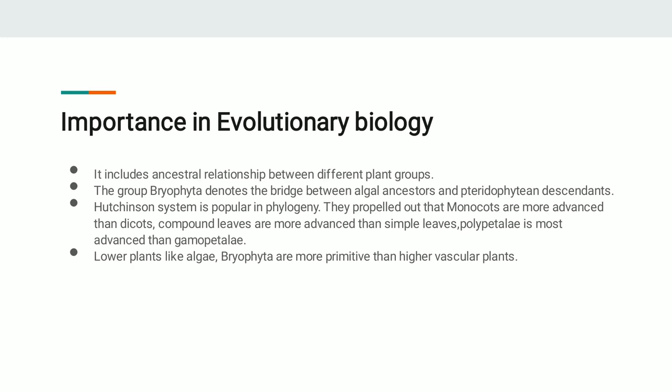Okay, ancestors and descendants, as you know. Ancestors are the primitive groups, and the descendants are their subsequent generations. So the group Bryophyta denotes the bridge between the algal ancestors and pteridophyte descendants. So here one of the best examples is depicted. Algae are the ancestors of the plants on this earth, and the bryophytes are between the algae and the pteridophytes.